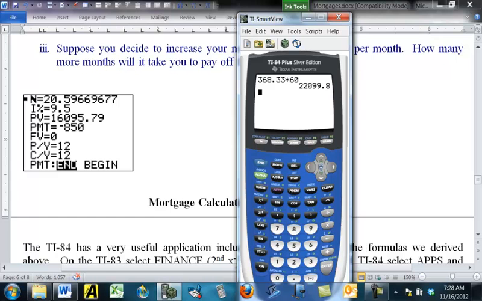Now I want to show you something else that we can do. Suppose instead, let's see, what's that? $368.33. Let's say $369. So if we can go here and instead of paying that, save that amount of money each month.